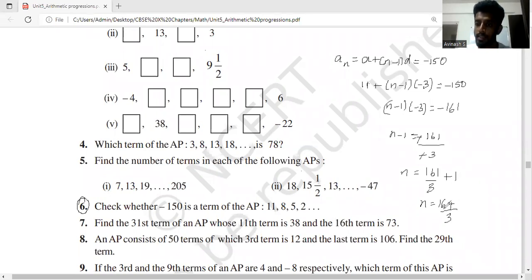We know 164 cannot be divided by 3 table. So we just leave it here. No need to decimalize it at all. We just leave it here and we conclude by saying n is not a whole number. Therefore, minus 150 is not a term.